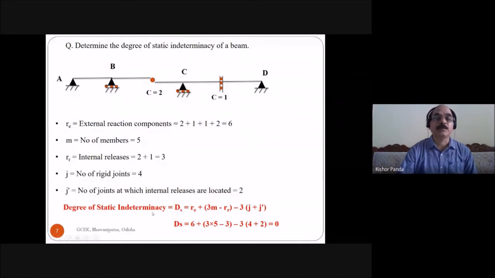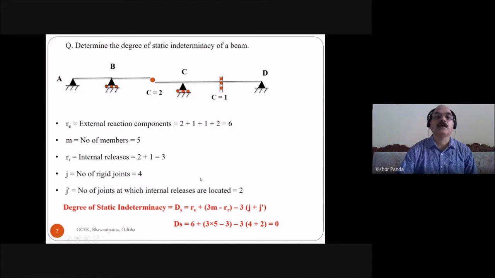So the degree of static indeterminacy that you can find out: RE plus 3M minus RR minus 3J plus Z dash. RE is equal to 6, then M is equal to 5, then RR is equal to 3, minus 3J, J is 4, plus Z dash. This is 5 times 3, 15, minus 3, 12, plus 6, 18, minus 6, 18. This is equal to 0. The degree of static indeterminacy is equal to 0.